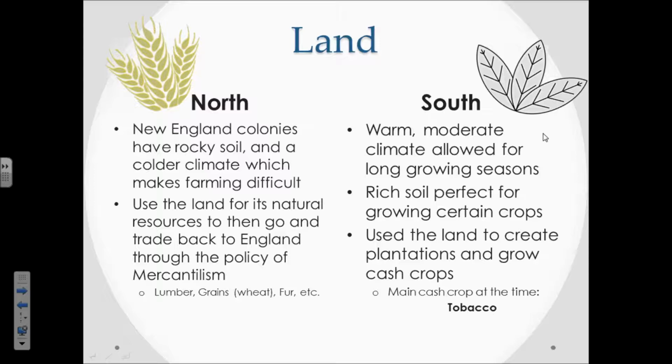In comparison, in the South, they had a very warm, moderate climate, which allowed for long growing seasons. Because they had these long growing seasons, they could create more farming area and farm crops such as tobacco. In the future, they'll grow cotton. Now, the soil is perfect for these types of crops, which is why they're successful there and not in the north. And this is going to make it so the southern economy is much different than the northern economy.